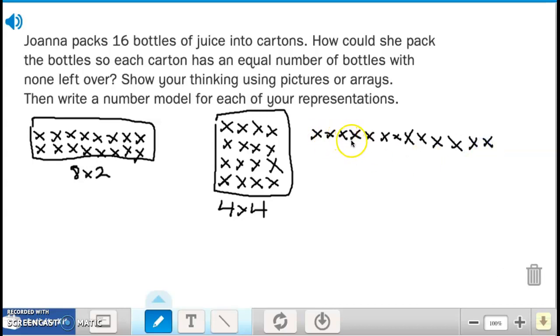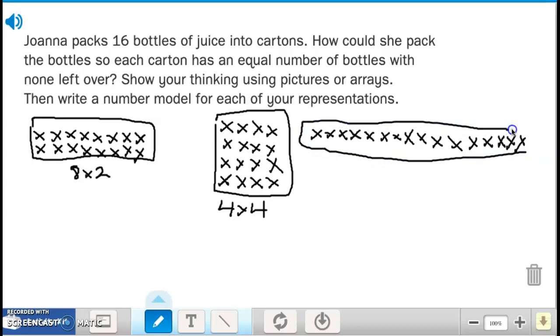1, 2, 3, 4, 5, 6, 7, 8, 9, 10, 11, 12, 13. Oh, I need 3 more. Okay, wow, that would be a really long box, but they're equal. It's one whole row. So 1 times 16 is also 16.